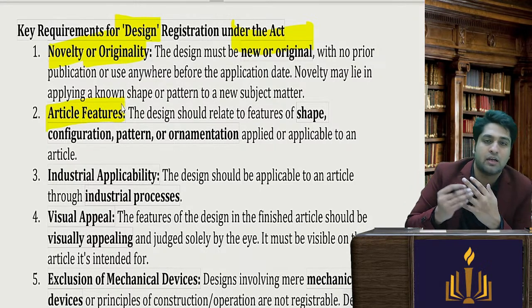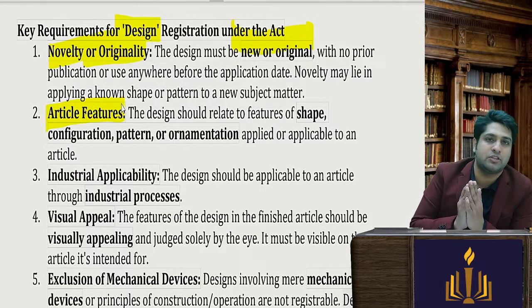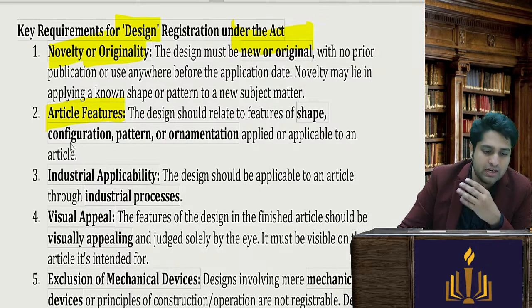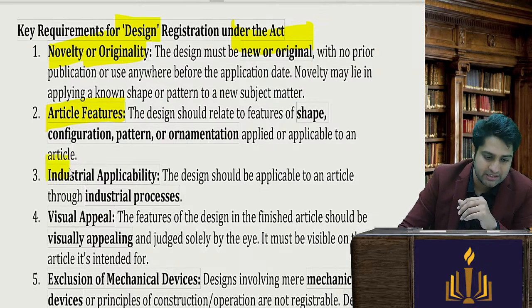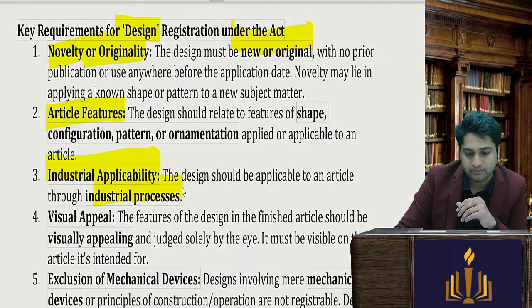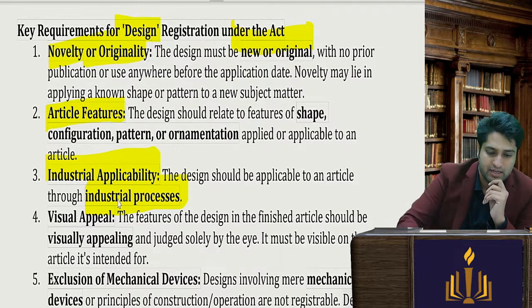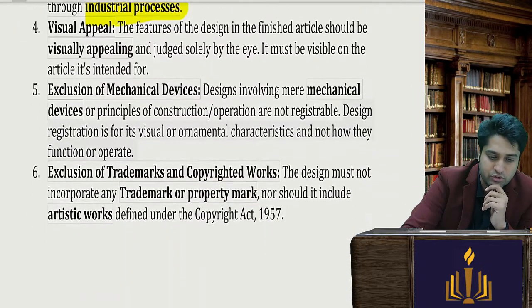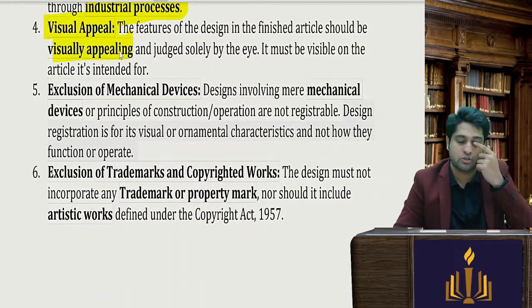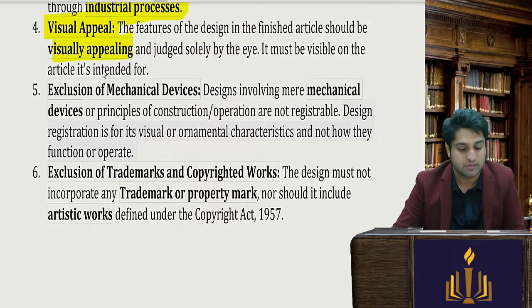For a ring, there are so many different kinds of rings in the market. So you will have to see the article features, industrial applicability. You will see if you can put it into manufacturing and selling it. Industrial process. Visual appeal. Visual appeal means it should be appealing to the eye.